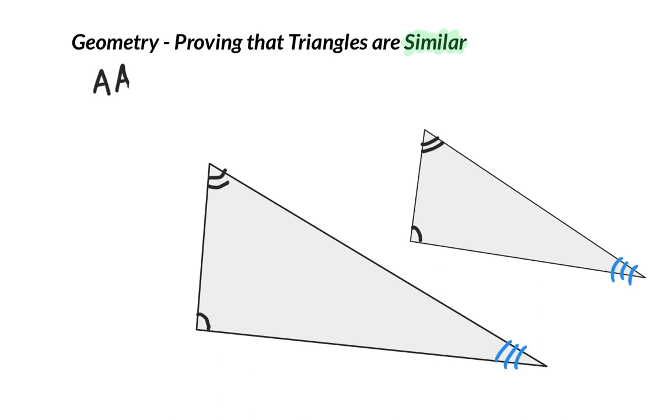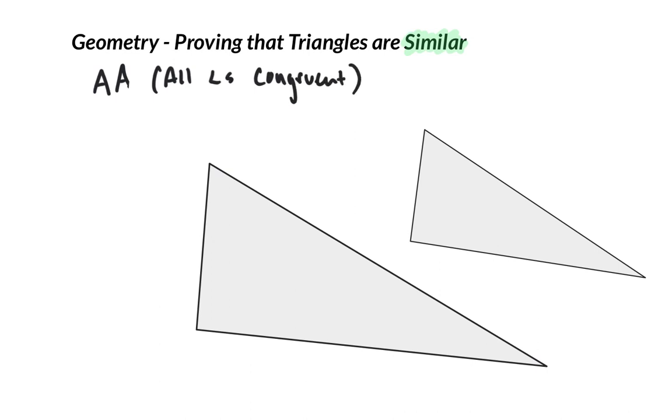So that's the first way. And again, all that angle, angle means is that we can establish that we have two pairs of congruent angles. And it will follow necessarily that the third pair then is also congruent. So let's just make a note here. All angles congruent.